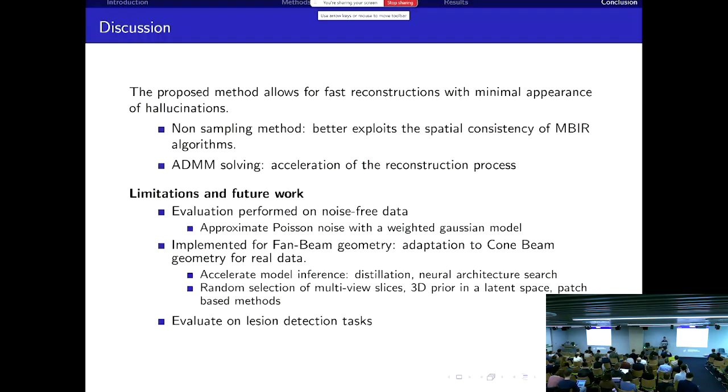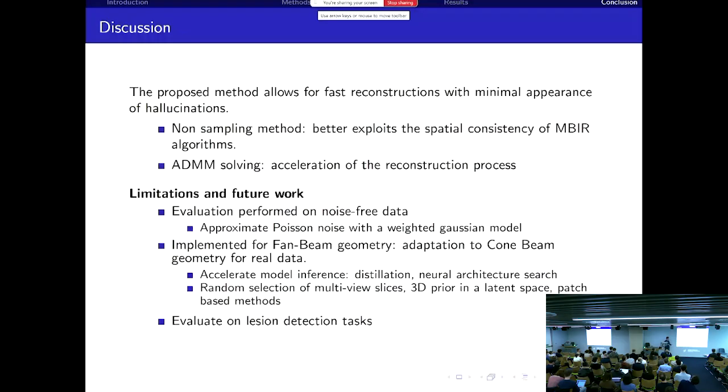Then we would also like to expand this to a 3D geometry, which we believe shouldn't be much of a problem, because we are thinking of different ways to perform random selection of multi-view slices, or perform patching, also to accelerate the model inference itself, so we can really accelerate the reconstruction.